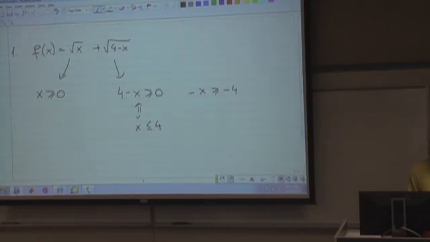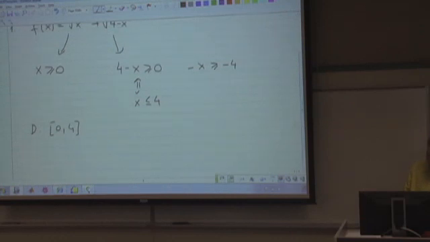And so the domain then is obviously going to be 0 to 4, because the first one is from 0 to plus infinity, the next one is from minus infinity to 4. Right? Do I need to draw a graph, or is this clear? Clear. Okay. For number 2, the problem was worth 8 points.